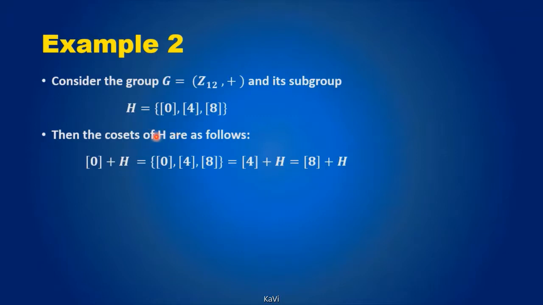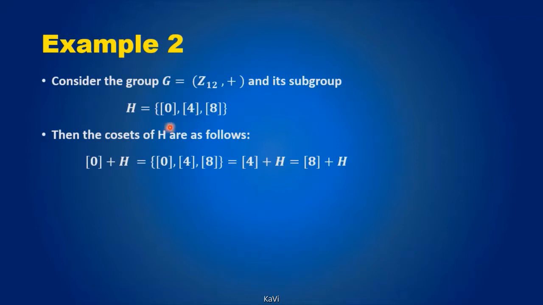So you may note that 4 plus H is also this H. So 4 plus 0 is 4, 4 plus 4 is 8 and 4 plus 8 is 12, which is equal to 0 with respect to this addition modulo 12. Similarly, you can find that 8 plus H is also equal to this same set H. Now we shall find the other left cosets.